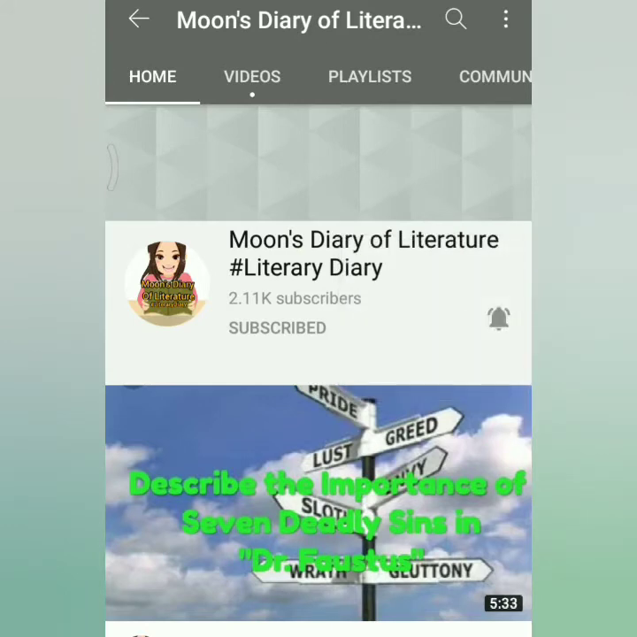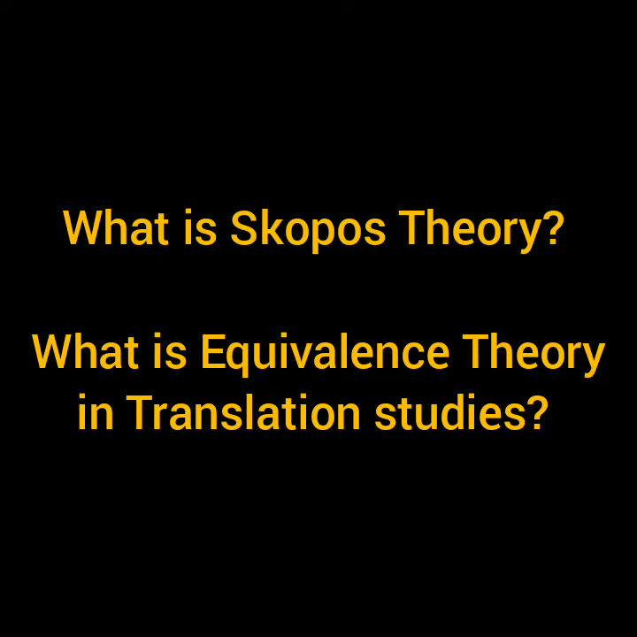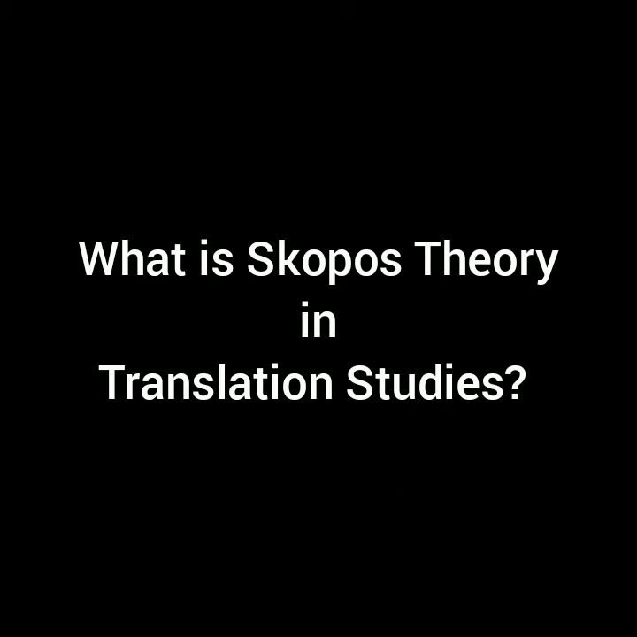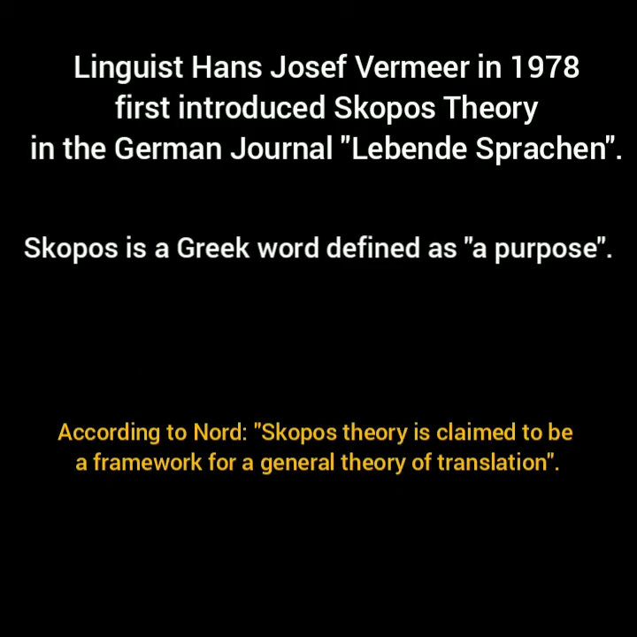So today I'll discuss what is Skopos theory and what is equivalence theory in translation studies. Now at first let's start with Skopos theory. Skopos theory was first introduced in 1978 by Hans J. Vermeer, who is a German theorist, and this theory was first published in a German journal named Lebensbrechen. So, Skopos theory is claimed to be a framework for a general theory of translation.